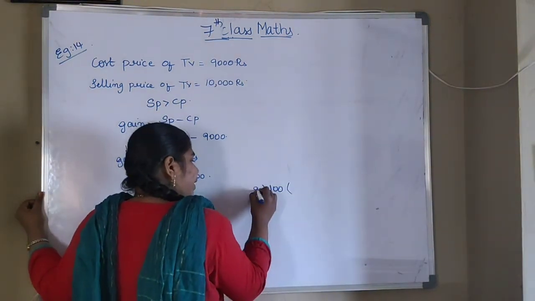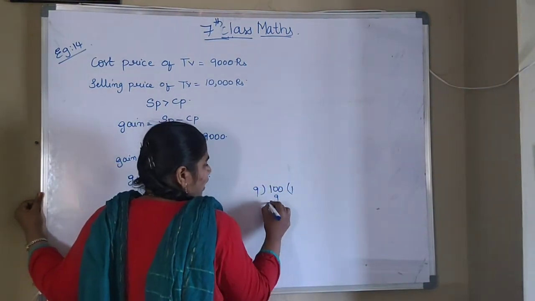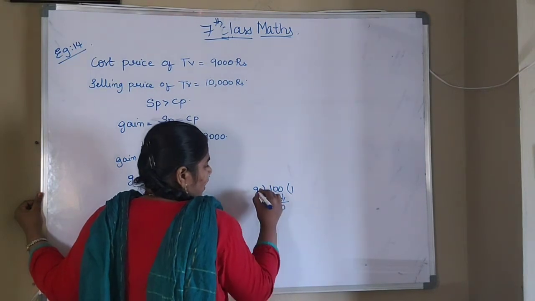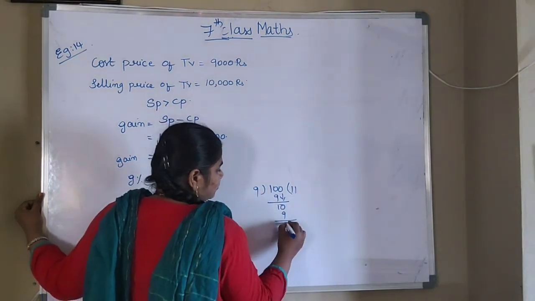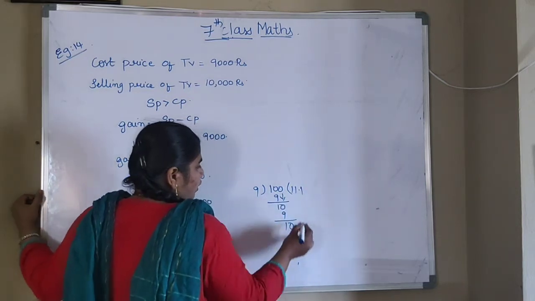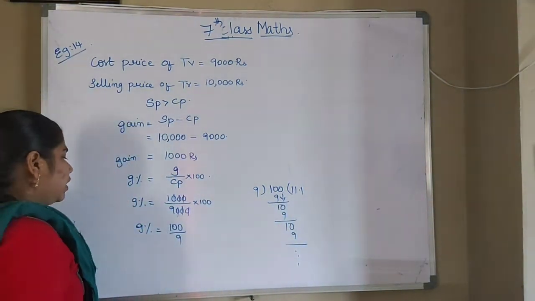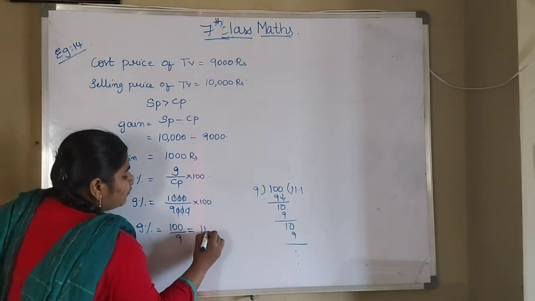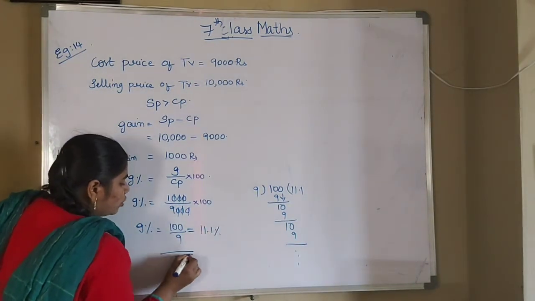100 divided by 9. 9 ones are 9. Again 9 ones are 9, and so on. It is a non-terminating decimal. So here the percentage is 11.1%. He got the gain of 11.1%.